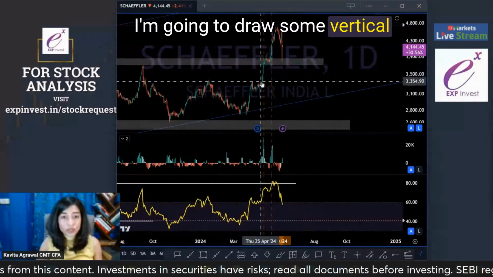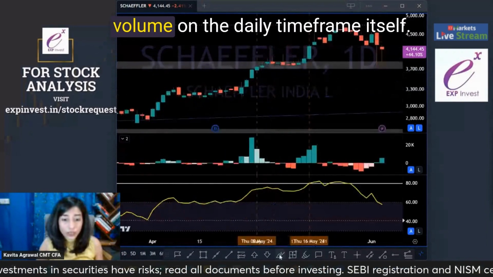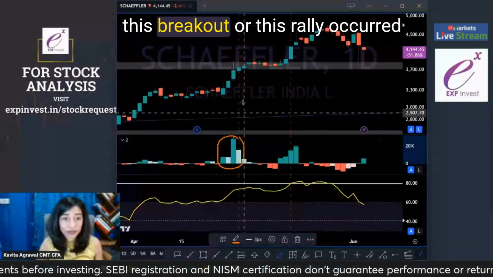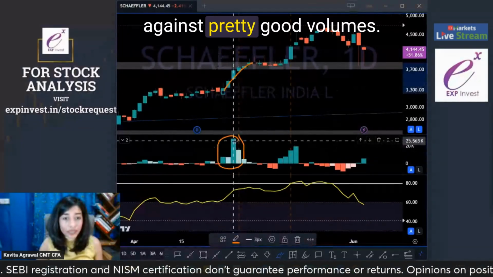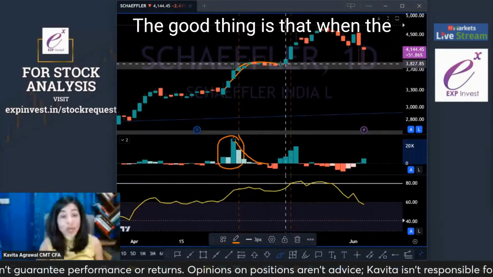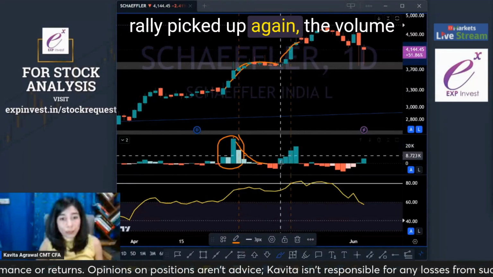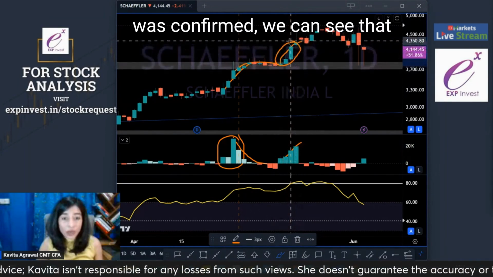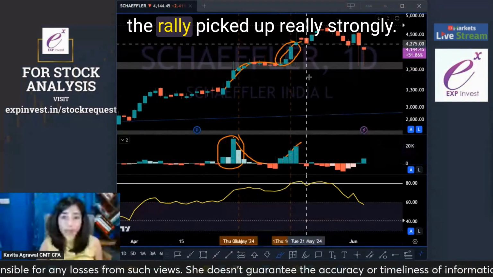So I'm going to draw some vertical lines, and I'm going to observe the volume. On the daily time frame itself, the volume is telling me that this breakout or this rally occurred against pretty good volumes. So initially when the consolidation came, we saw the volume dry up. The good thing is that when the rally picked up again, the volume also picked up pretty strongly. So at this point where the breakout was confirmed, we can see that the rally picked up really strongly.